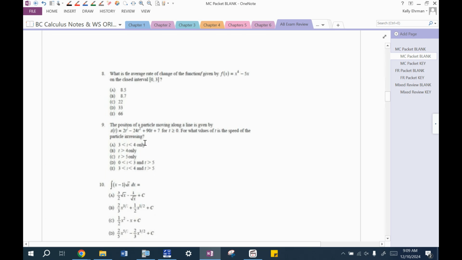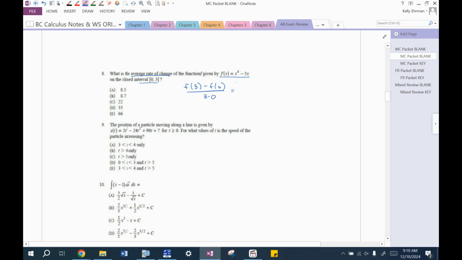All right, next page. What is the average rate of change of the function given by f of x equals this on the closed interval 0 to 3? Average rate of change, go back to pre-calc, that's AROC. The formula for that is f of 3 minus f of 0 over 3 minus 0. Remember, average rate of change is just the secant slope between those two points.